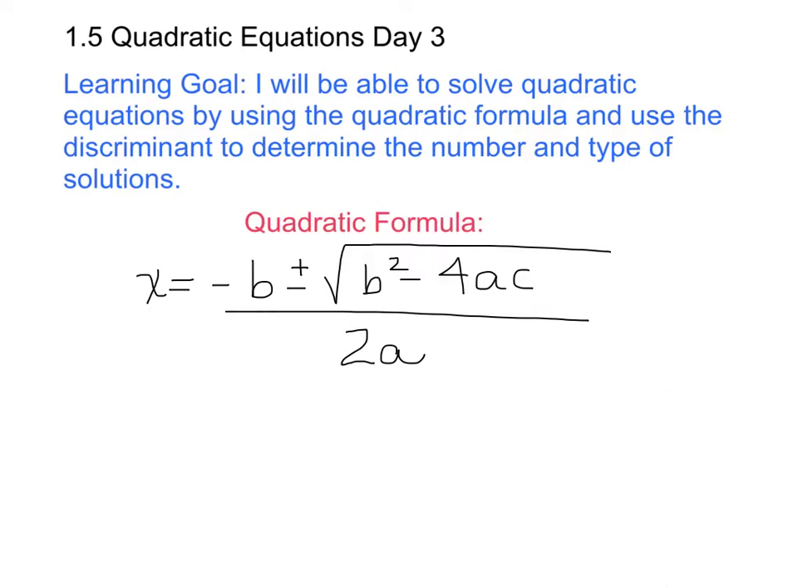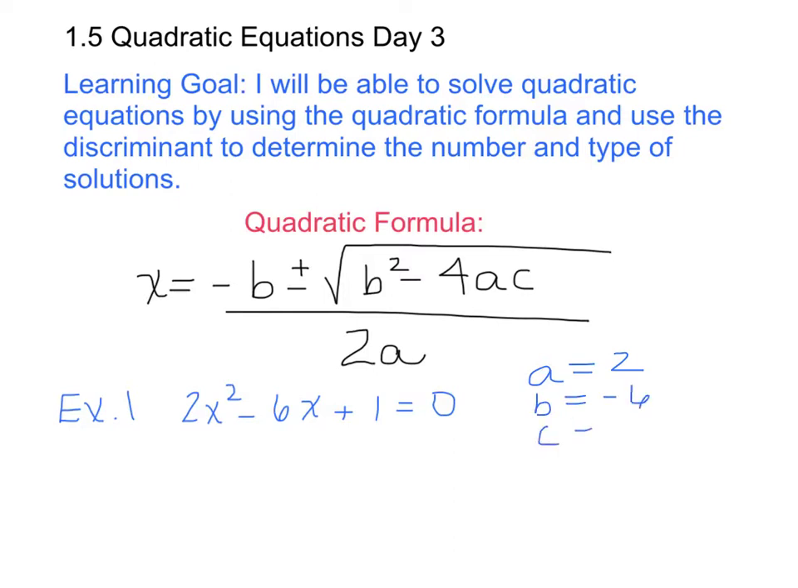So let's try one. Okay, this is our first example. I always go through and identify A, B, and C. So A would be 2, because that's the number in front of x squared. B is negative 6, and C is 1. And I just plug everything in the formula. And notice my equation equals 0, because you want it to equal 0 before you start.